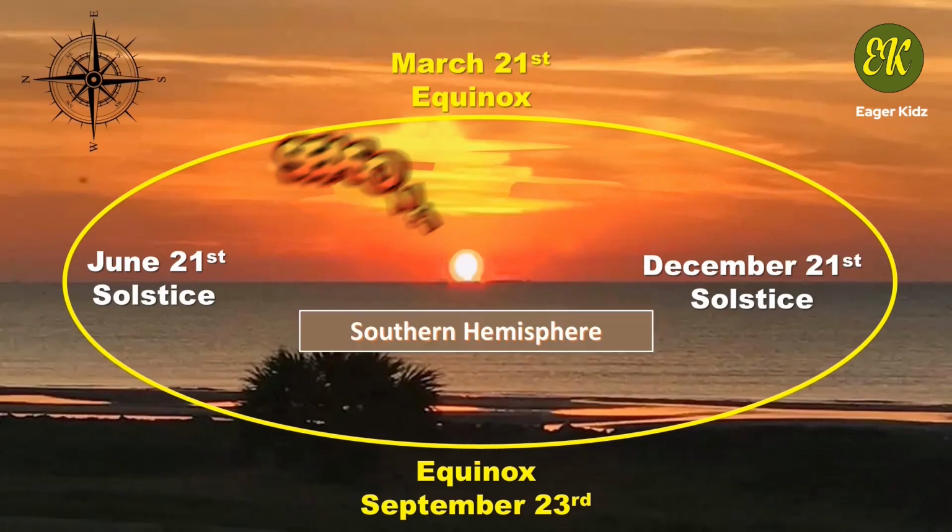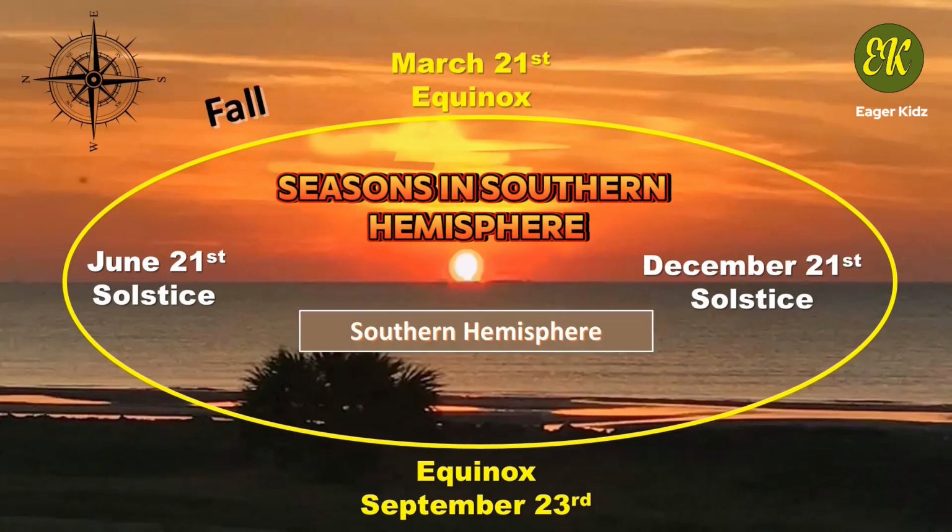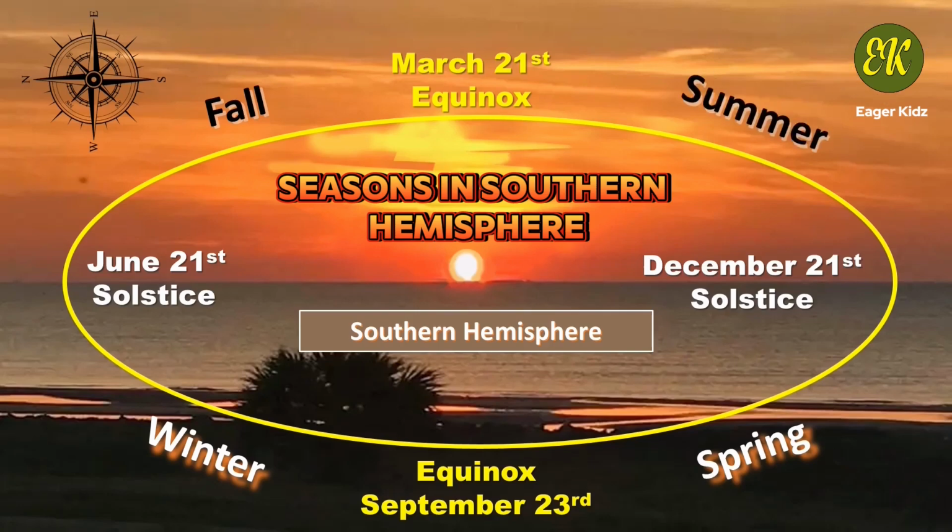In the southern hemisphere, fall season begins on March 21st and it lasts till June 21st. Winter begins from June 21st, it extends up to September 22nd or 23rd. Then comes the spring season. It starts from September 23rd to December 21st. And from December 21st to March 21st is the summer season.